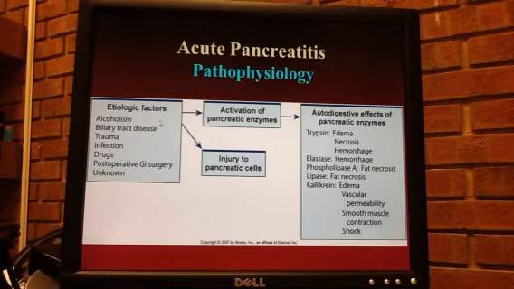Now the next slide that we look at is the one that you see in your textbook. Again, you have your etiologic factors causing activation of pancreatic enzymes, injury to pancreatic cells, and then the autodigestion of the pancreas from these pancreatic enzymes. Trypsin produces edema, necrosis, hemorrhage, elastase also causes hemorrhage, the phospholipase A and lipase cause fat necrosis, and then the kallikrein causes various actions that can lead to shock.